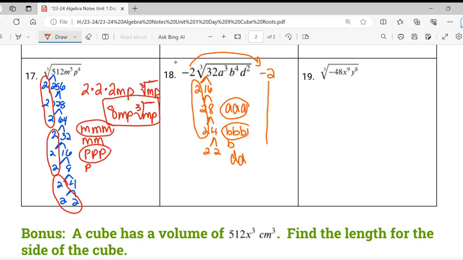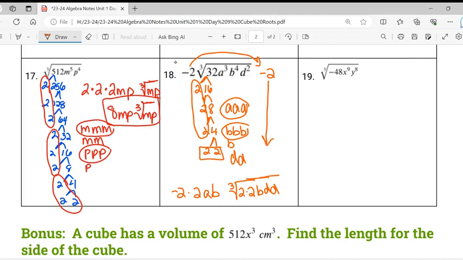So let's kind of bring this down. We brought this -2 out of the radical. We have a triplet of 2's. That's out of the radical. We have a triplet of a's. We have a triplet of b's. Then we have these two 2's. They're going to stay in the radical. And we have a b that's going to be in the radical. And we have two d's in the radical.